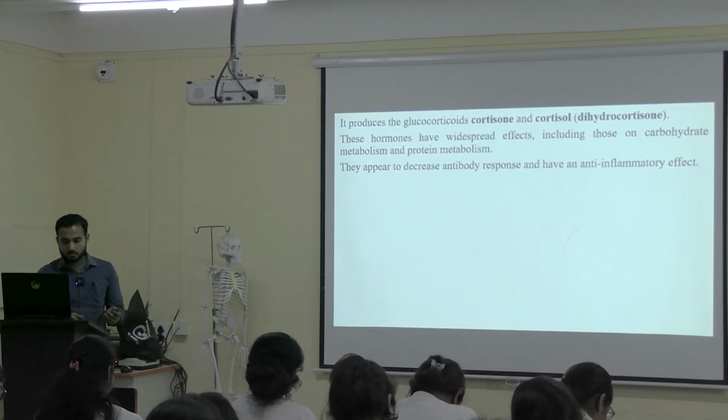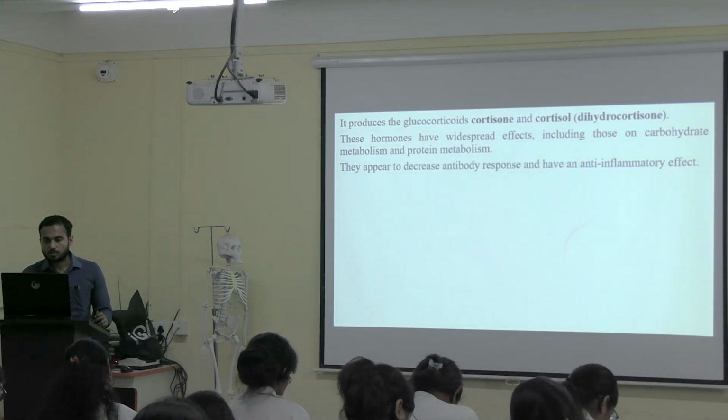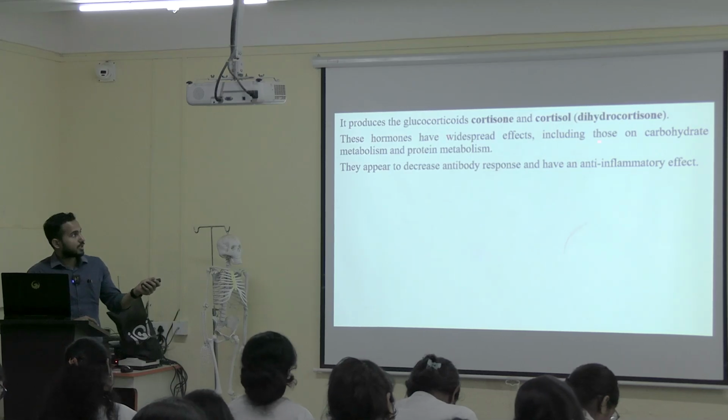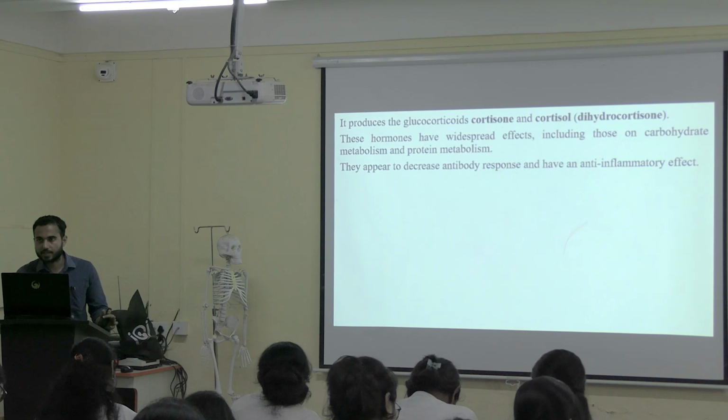Now, what is the function? They produce glucocorticoids, that is cortisone and cortisol. What is its function? Widespread effects, including those on carbohydrate metabolism and protein metabolism. Carbohydrate and protein metabolism is controlled by these hormones, and they also have an anti-inflammatory effect in the body.